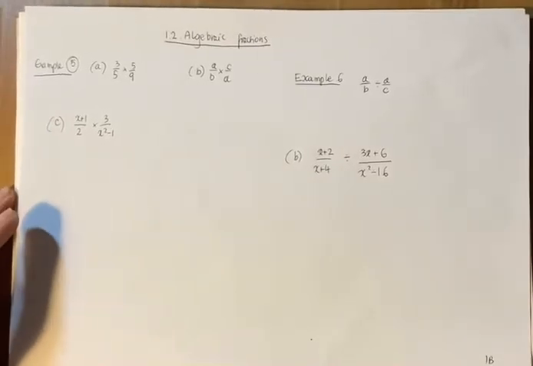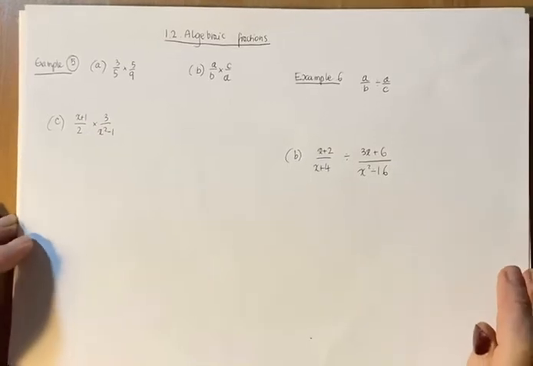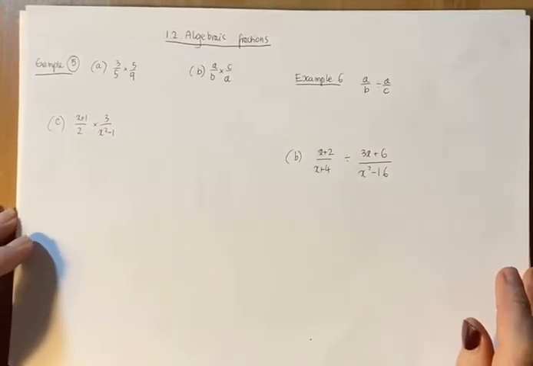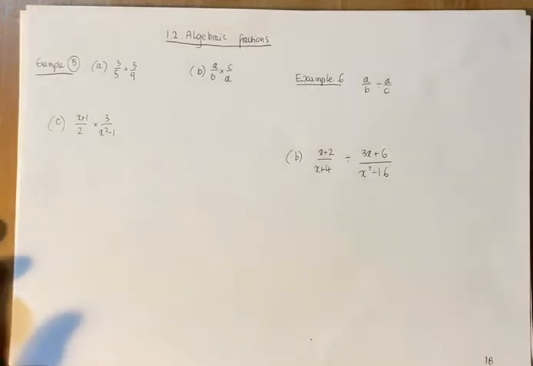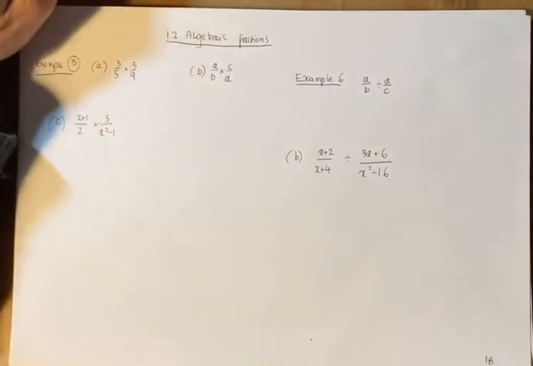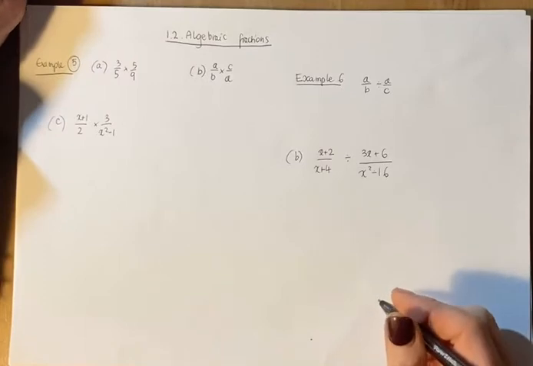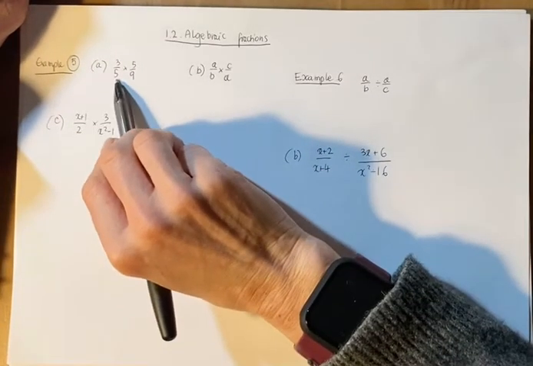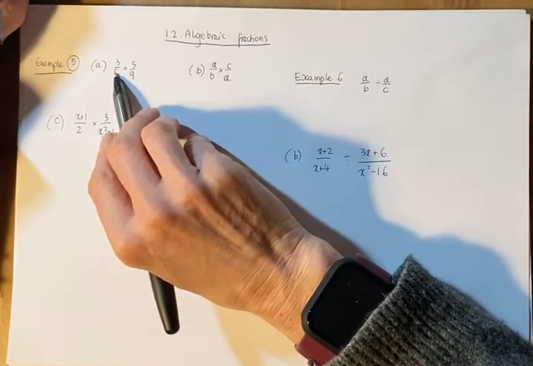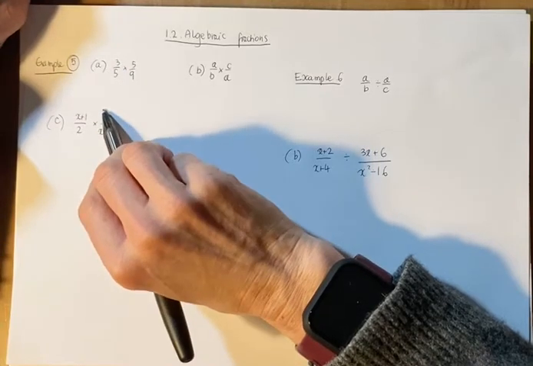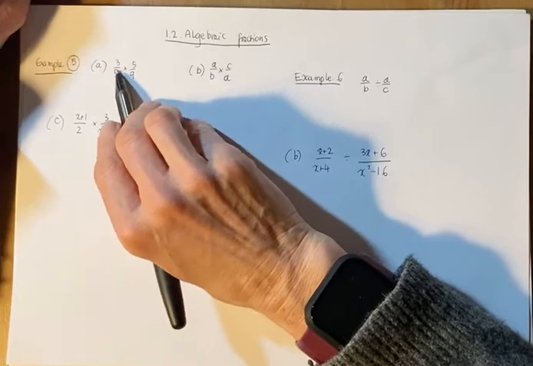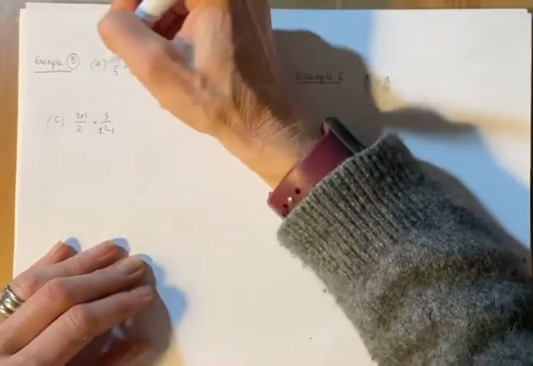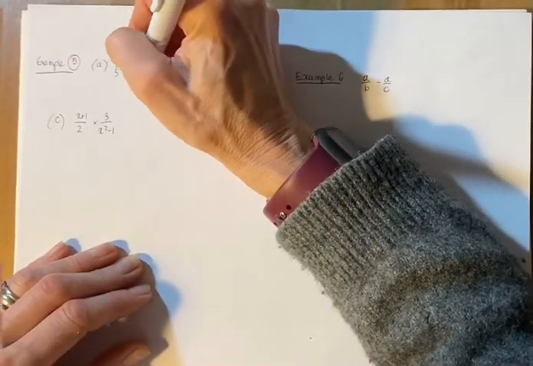Section 1.2, algebraic fractions. We're going to practice multiplying, dividing, adding, subtracting fractions. So the first section, we're just going to remind ourselves how to multiply two fractions. The book suggests that rather than multiplying them straight away, recognize that you will have common factors. As long as there is a multiplication, you can do the cancelling down.